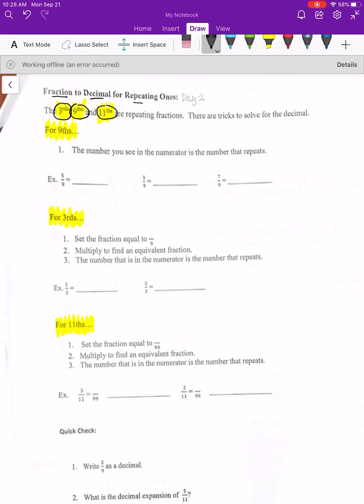So, for the ninths, the trick is take the top number and add a repeating bar. That's it. Take the top number and add a repeating bar, and of course a decimal. So the number you see in the numerator is the number that repeats. So the number that you see, 5, in the numerator is what repeats. So I put a decimal point, I put a 5, and I add a repeating bar. Ladies and gentlemen, that's it. That's all you need to do.